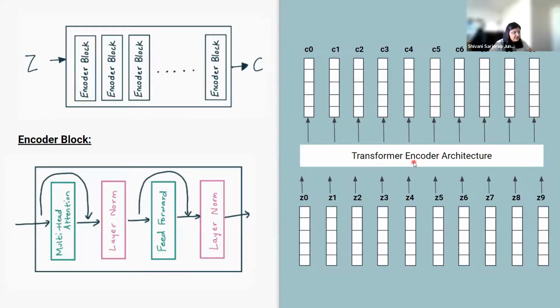The transformer encoder architecture consists of multiple encoder blocks. And each encoder block has a multi-head attention unit and a feed-forward unit. And each of these units is again followed by a normalization layer. We already know how a feed-forward network works. It is basically a neural network. But let us try to revise the multi-head attention concept that we have seen in the previous paper.